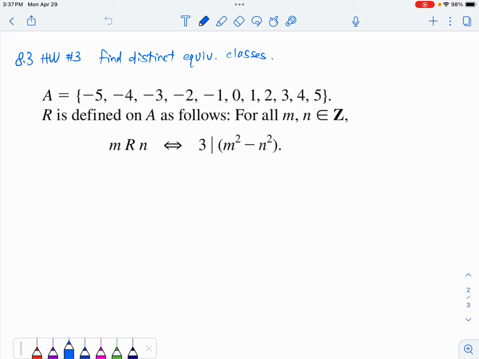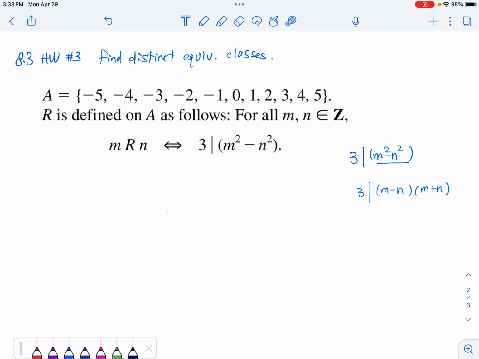Now let's first try to make sense of the relation here. So 3 divides m squared minus n squared. That means m squared minus n squared can be factored, so 3 divides m minus n times m plus n, right? So basically if 3 is a factor of m minus n times m plus n, then m and n are related. With that, let's begin to find the equivalence classes.